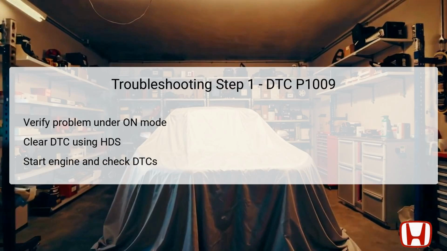The first troubleshooting step involves problem verification. Start by turning the vehicle to the on mode without starting the engine, which allows for initial electrical system checks. Next, utilize the Honda Diagnostic System, HDS, to clear the current diagnostic trouble codes, including P1009. This process helps ensure that only current issues remain in the system for accurate diagnostics.